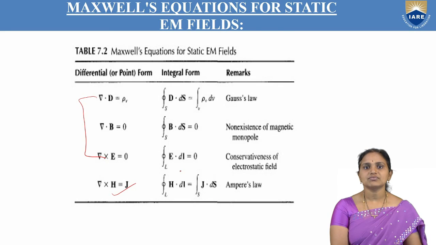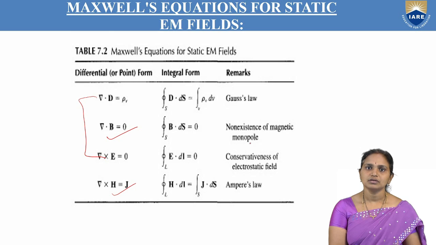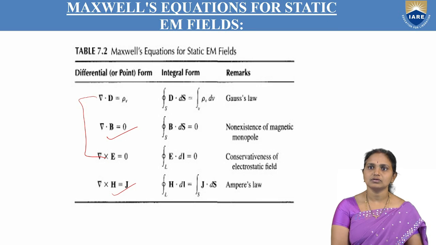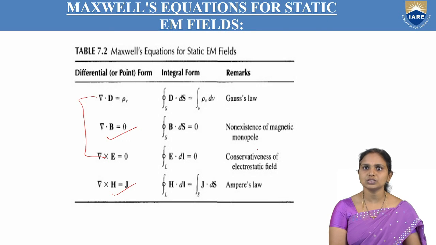And the fourth Maxwell's equation, or the second Maxwell's equation for the magnetostatic field, is del dot B equals 0. That is due to the non-existence of magnetic monopoles. That means there are no isolated north or south poles. Only the combination of north and south poles exists, and the same equation in integral form is the closed integral B dot ds equals 0 over a closed surface.